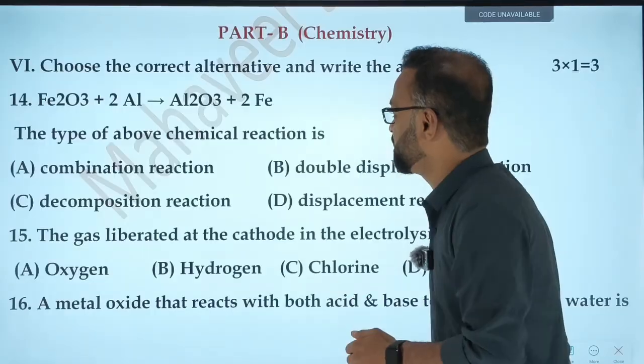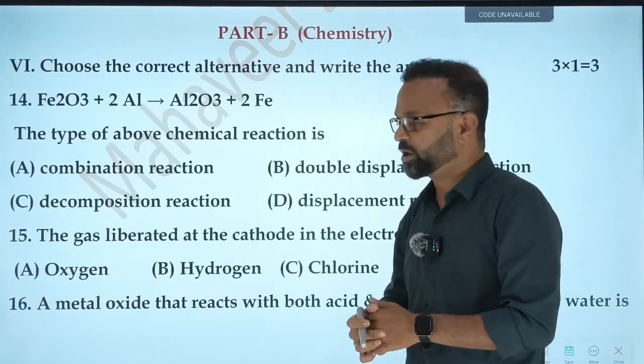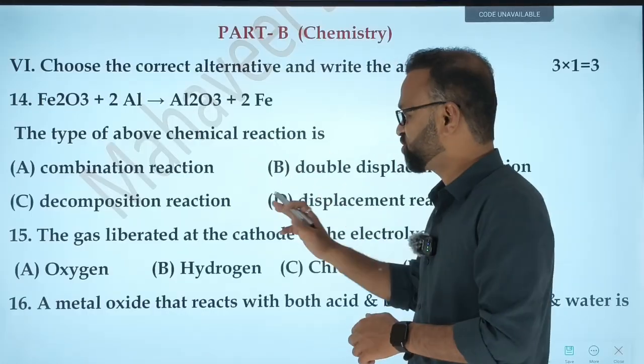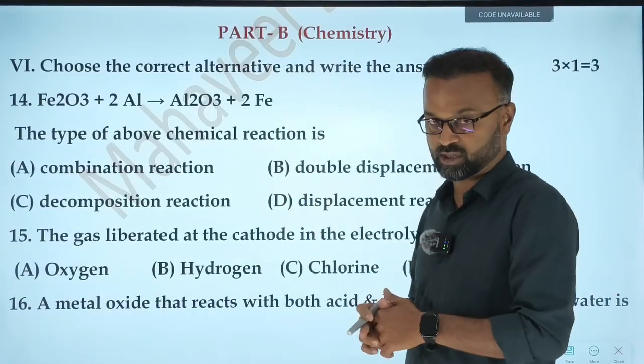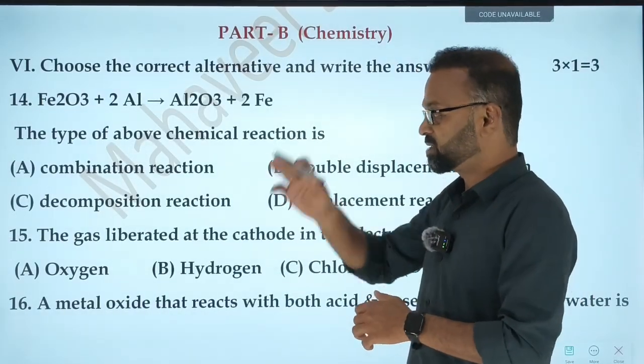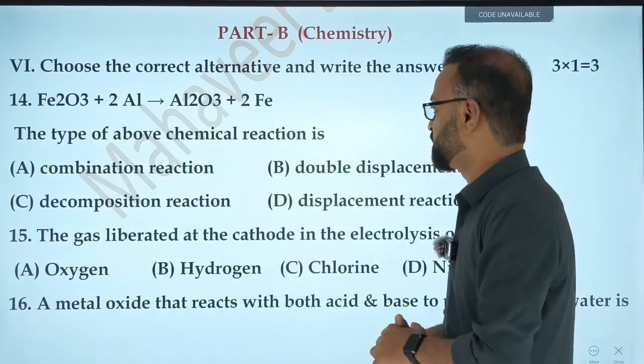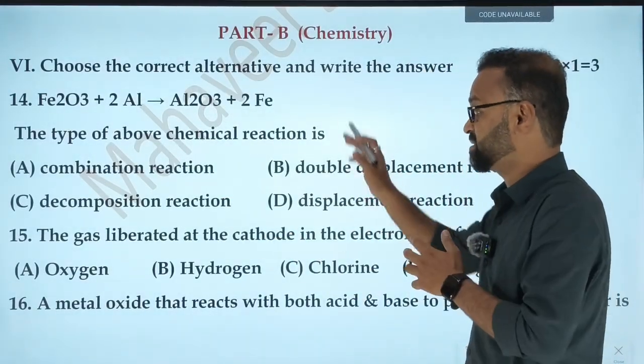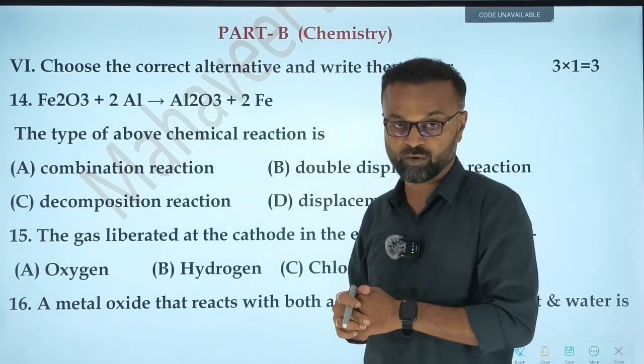Now see the first question here. They have given the equation over here and they are asking, what is the type of the above chemical reaction? 3 MCQs will be there. This is the first MCQ in the chemistry part. After that we'll discuss biology, then the physics one. So 4 options are there: combination, decomposition, double displacement, displacement. By seeing the reaction, you should know which type of reaction it is.